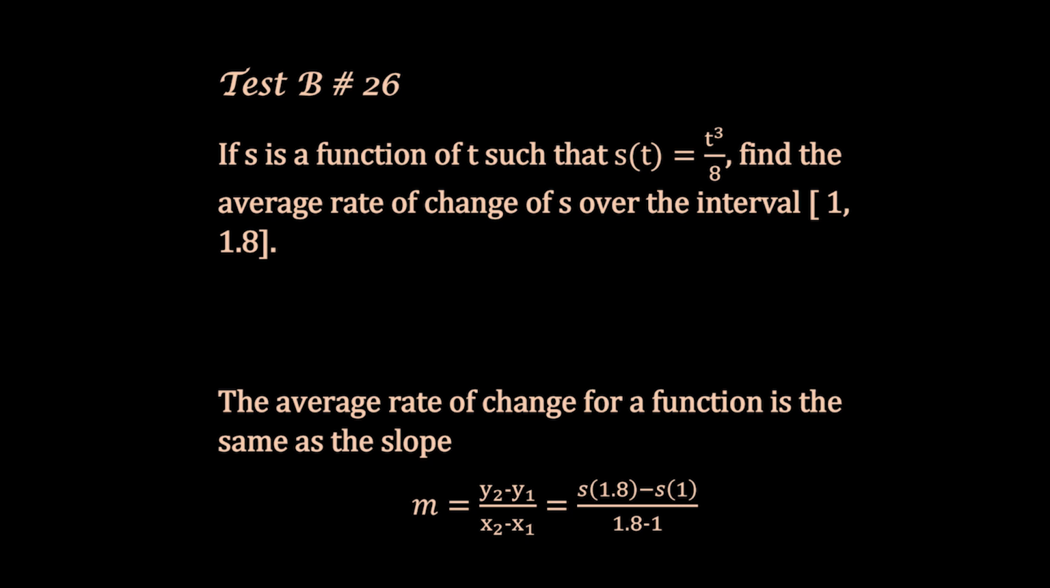For this question, all you have to know is that the average rate of change is the same as calculating the slope. Remember our slope formula, y2 minus y1 over x2 minus x1. All we have to do is plug in the points. So calculate s of 1.8 minus s of 1 and divide it by 1.8 minus 1. Here's how we do it on a calculator.